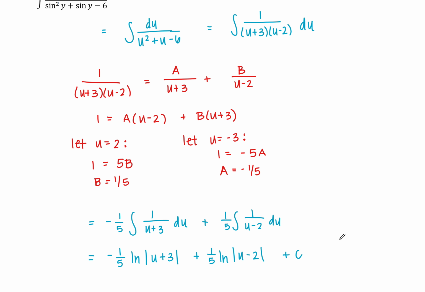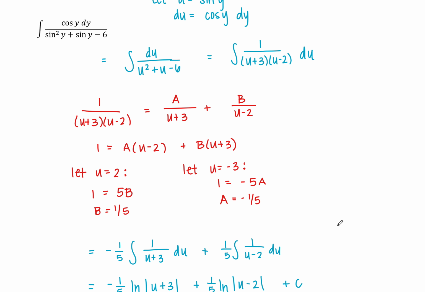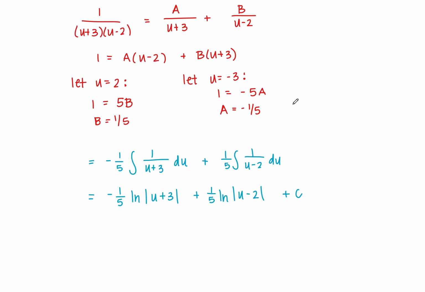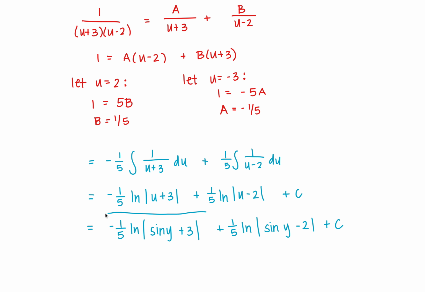Now, we're almost done. Back here at the top, let me scroll back up. u is equal to sine y, so I need to go back and plug in for u. So that gives me -1/5 times the natural log of the absolute value of sine y plus 3 plus 1/5 times the natural log of the absolute value of sine y minus 2 plus C. And technically at this point you are done, so you could call it done.